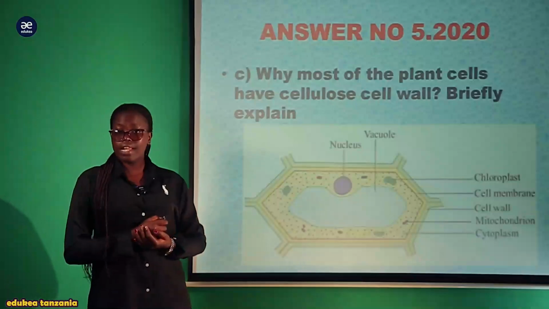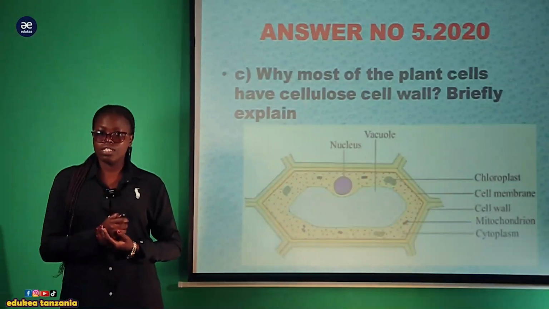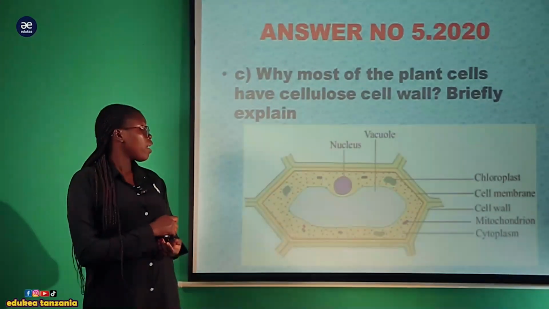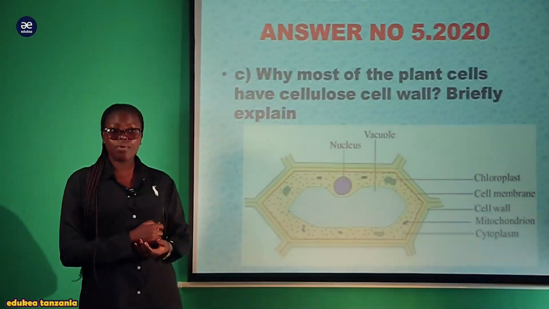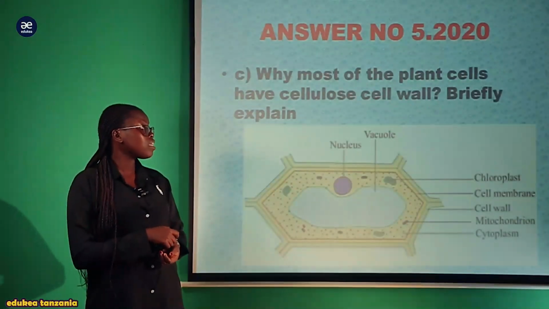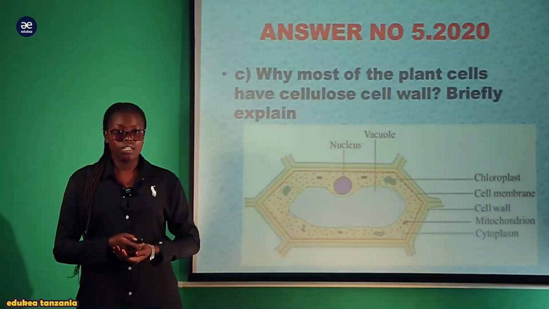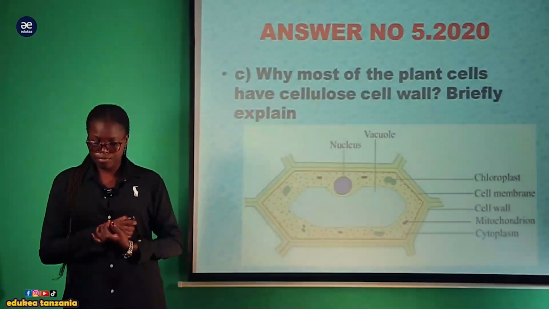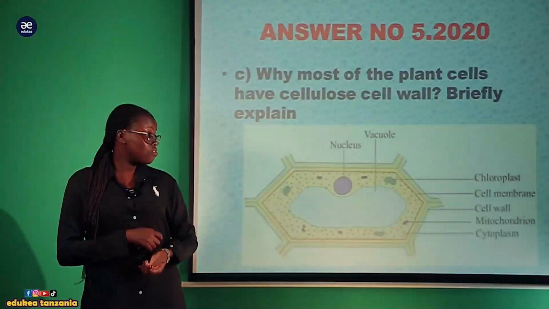Also, the last one, question 5 Roman C. You are asked to give a brief explanation on why most of the plant cells have a cell wall. I have given you this diagram of the plant cell as you see here.